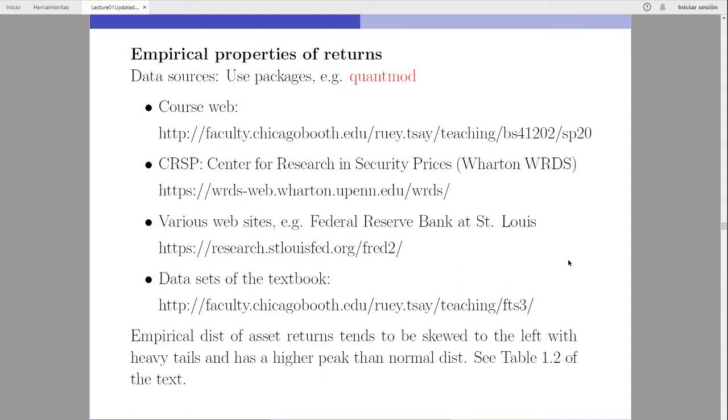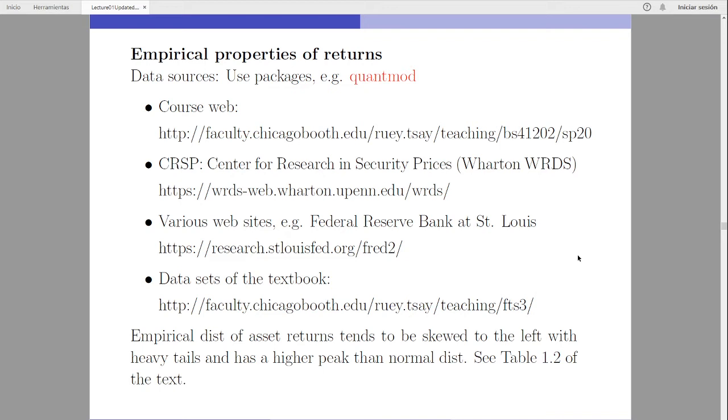So we're going to start talking about empirical properties, things we can manipulate. In order to do that, we have to access data from certain sources. We can use the package quantmod in R. Here you have some relevant databases. However, most of the data, if I remember correctly, is in Canvas. Otherwise, it should be in one of these four web pages. From there, using different packages, for example quantmod, you can download and import the data.